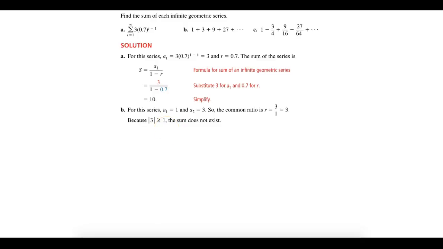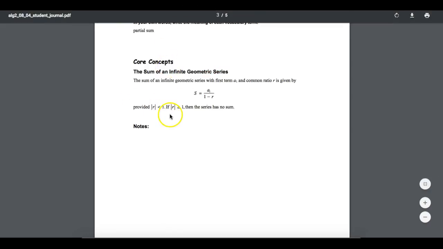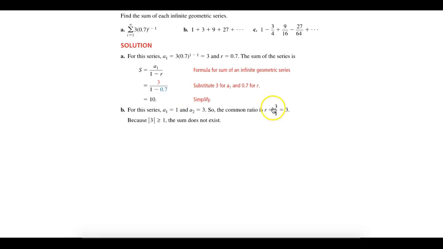Now our rule, again, if you go to our rule right here, if the absolute value of r is greater than 1, which in this case r is 3, so 3 is greater than 1, the sum does not exist. It's as simple as that. If the absolute value of our common ratio is not less than 1, the sum does not exist.